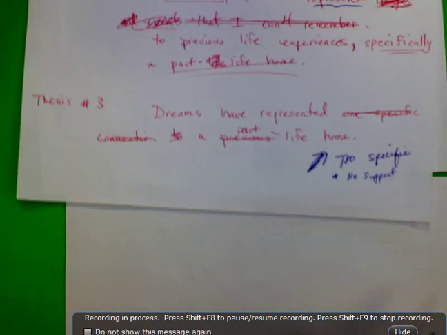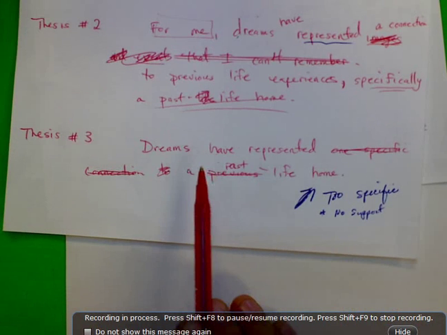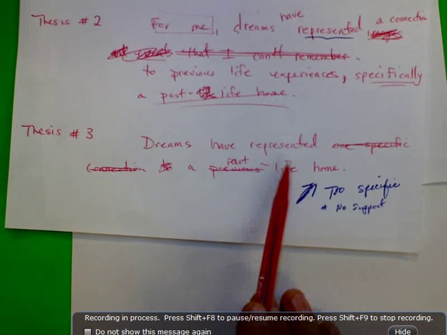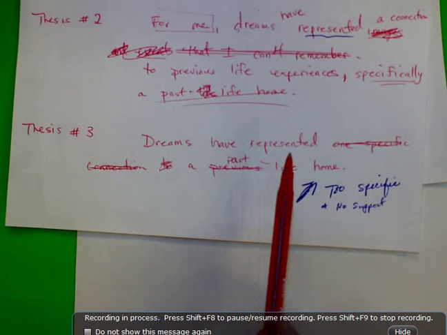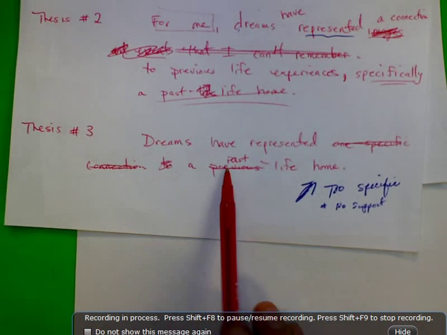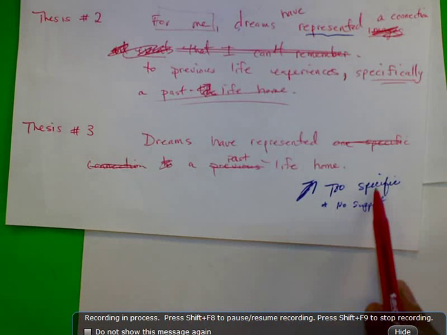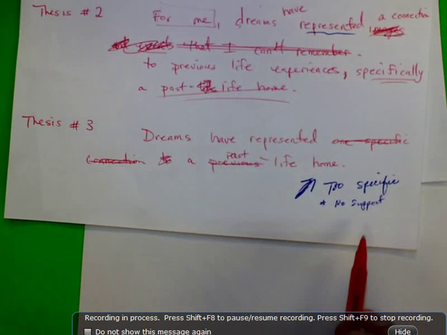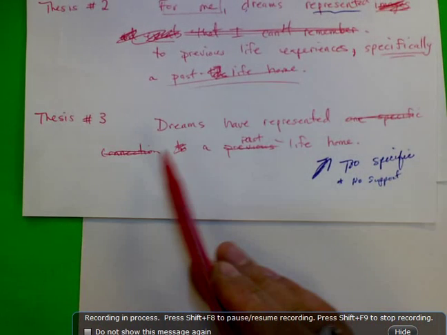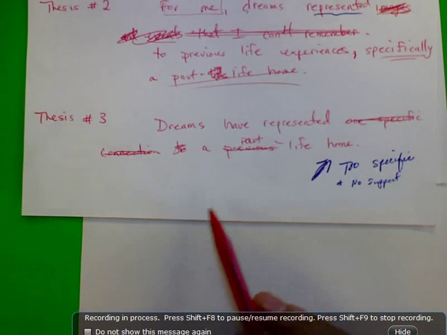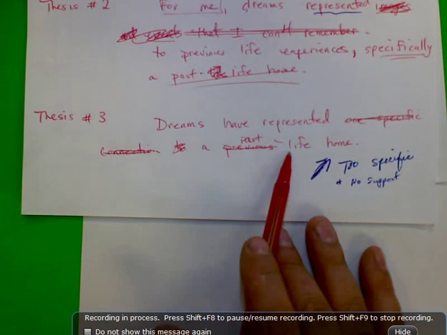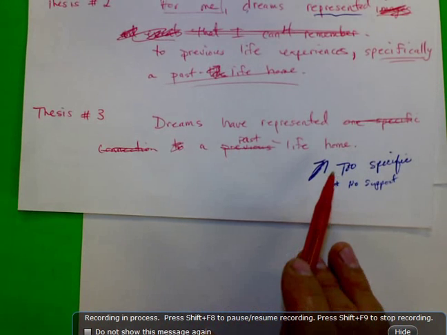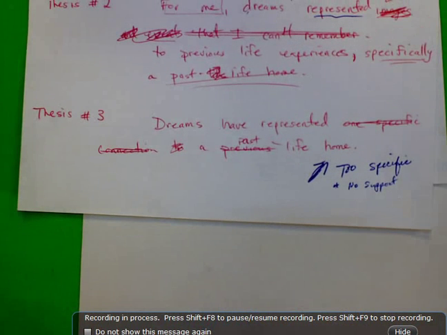To the point. Dreams have represented, and by the time I got here, I didn't like represented anymore. But we'll see how it works. Dreams have represented a past life home. Well, this is too specific, and there's no support for this. If I left it like this as my thesis statement, that means my paper or my project is going to be about dreams representing a house. And I think there's something deeper, something more I want to cover in here. So now I've actually gone too far and made it too specific.